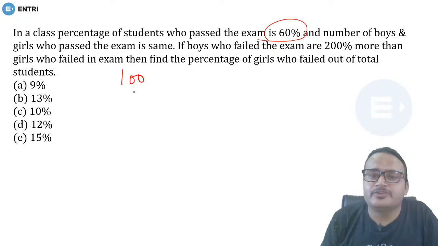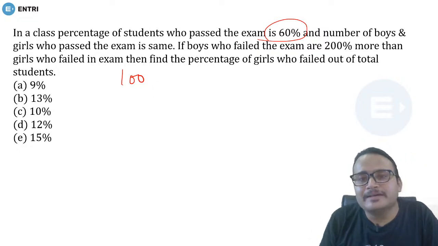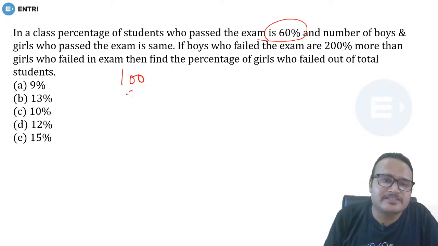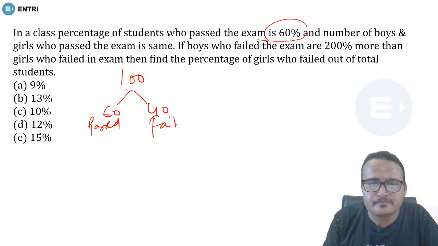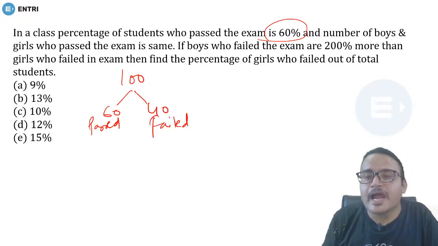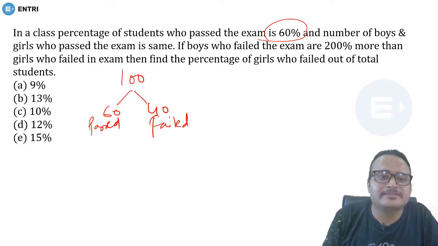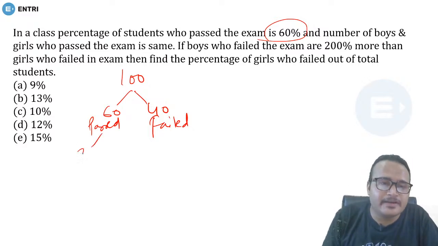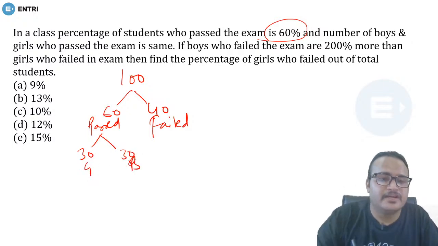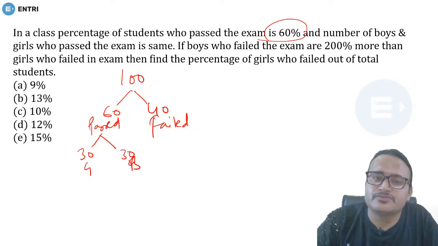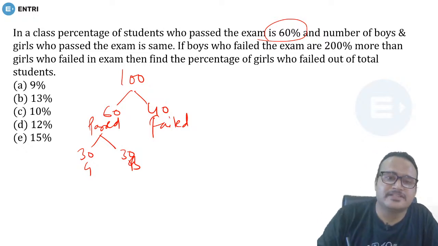So guys, here is 100. Those who passed the exam are 60%. So 60 passed students are there. Then failed students will be 40%, obviously. And the number of boys and girls who passed the exam is the same. That means 30 girls and 30 boys in these 60 students.